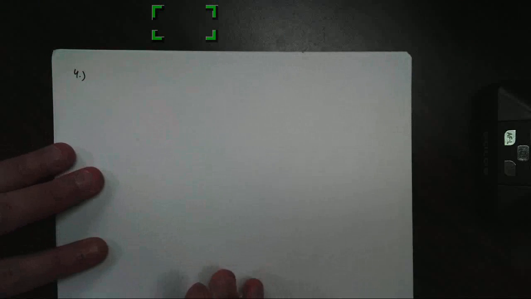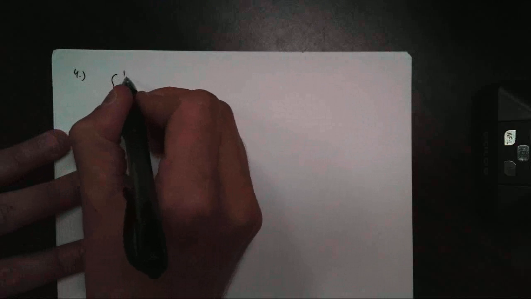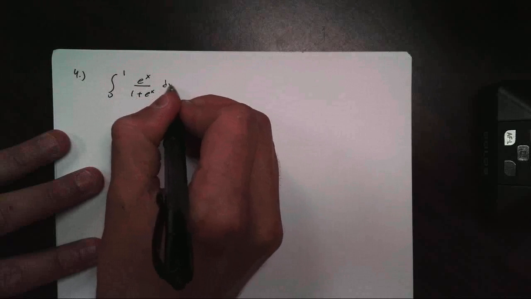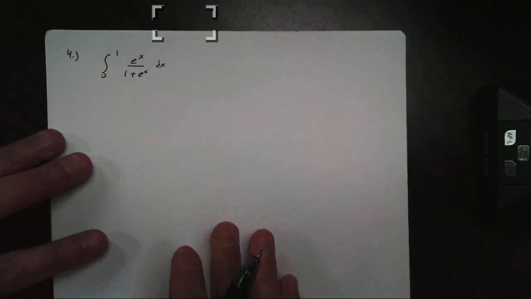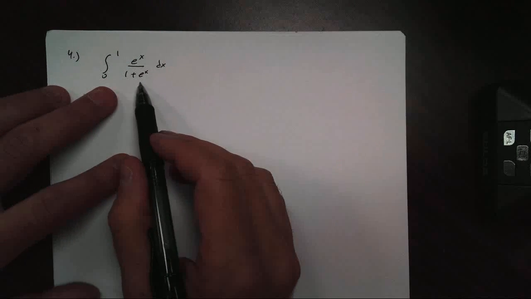Number 4, for instance, is kind of a nice one. But this time let's add a domain to it. The integral of e to the x over 1 plus e to the x dx. A lot of times people say, oh no, what am I going to use? How do I solve this one? Well, we can split the fraction up, unfortunately, here.